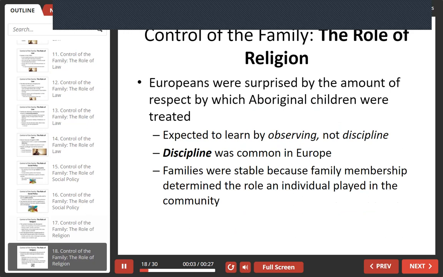Europeans were then surprised by the amount of respect with which Aboriginal children were treated. Children were expected to learn by observing, not by discipline. Discipline was common in Europe, but within Aboriginal families, it was more about observing. Families were stable in Aboriginal communities because family membership determined the role an individual played in the community.